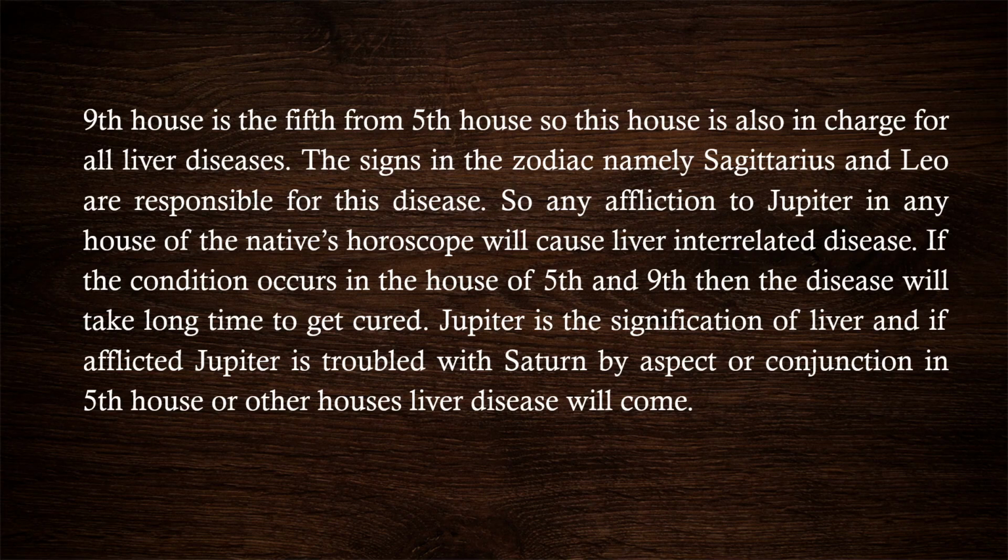So, any affliction to Jupiter in any house of the native's horoscope will cause liver related disease. If the condition occurs in the house of 5th and 9th, then the disease will take a long time to get cured. Jupiter is the significator of liver, and if afflicted Jupiter is troubled with Saturn by aspect or conjunction in 5th house or other houses, liver disease will come.